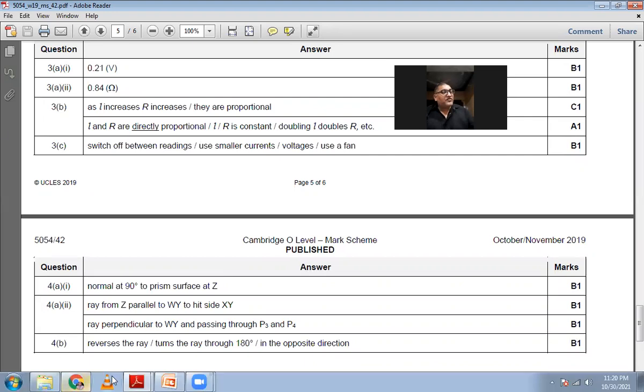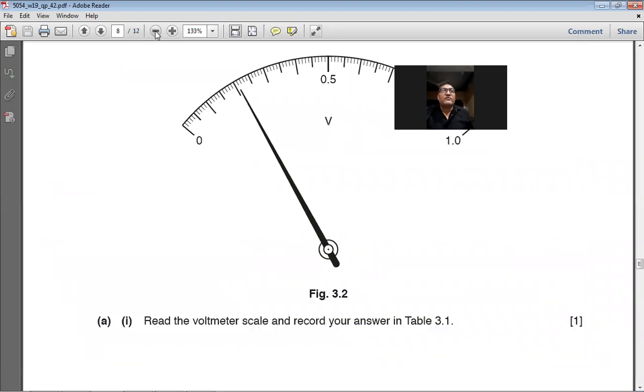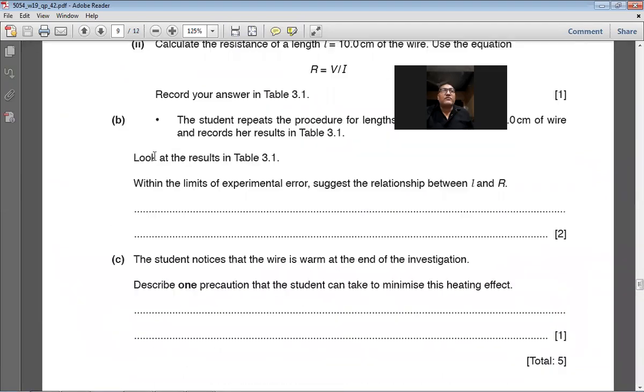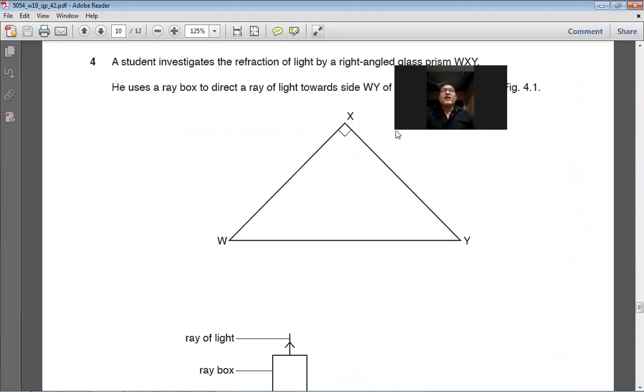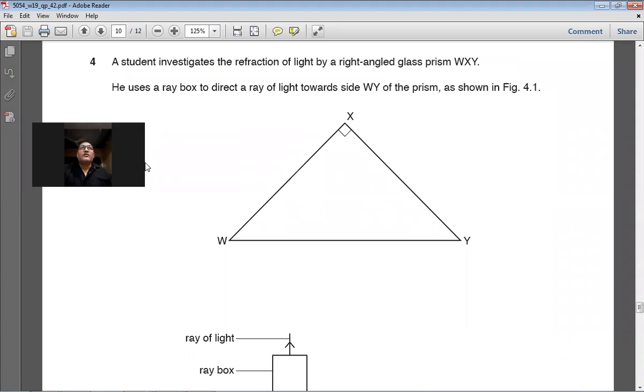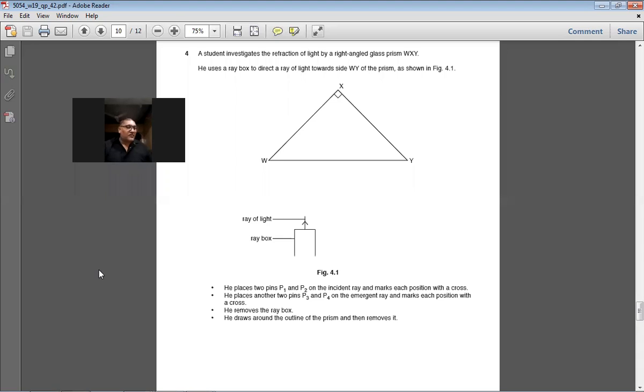And the next question is question number 4. So question number 4 is going to show up on the screen. So this was that question. Now we are going on to question number 4. So let me reduce the size so you can see the whole question.